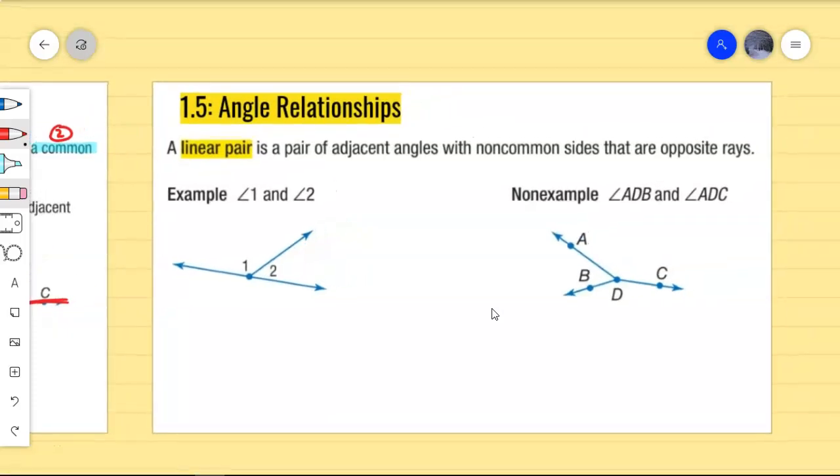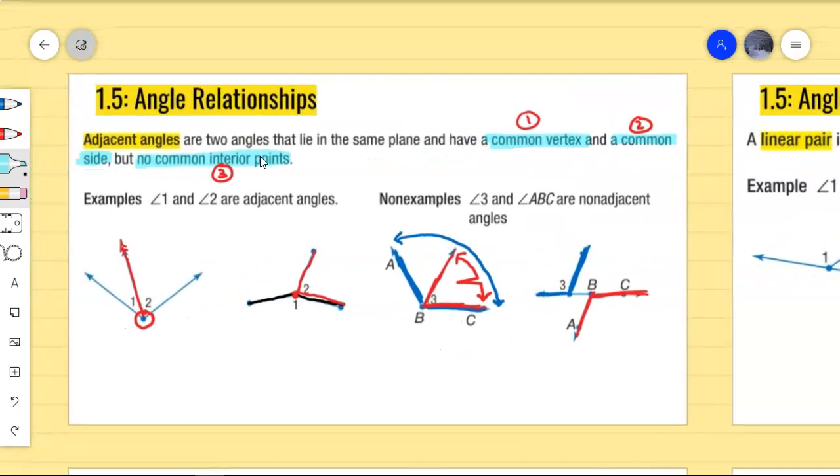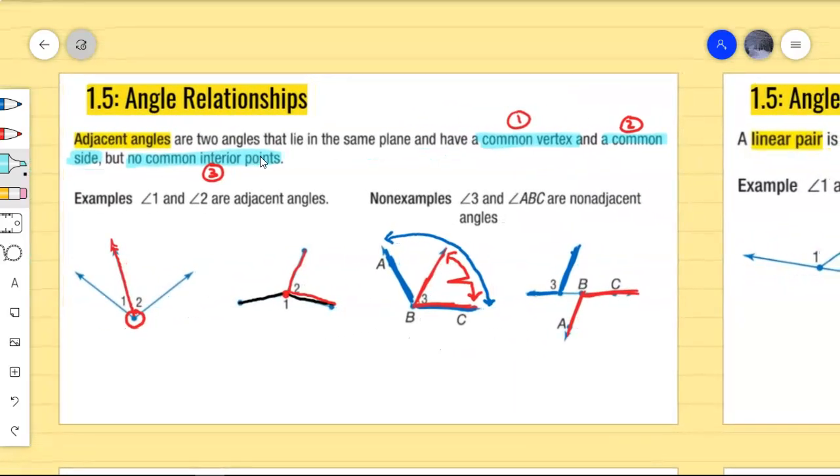Now comes the second definition. These are all very important definitions that you must understand. A linear pair is, first off, a pair of adjacent angles. In other words, what you just learned about adjacent angles on the previous slide: that they have a common vertex, a common side, and no common interior points.